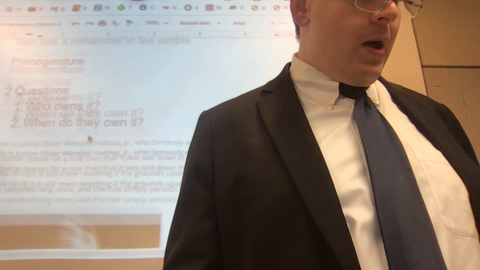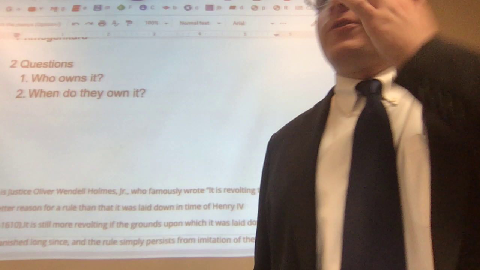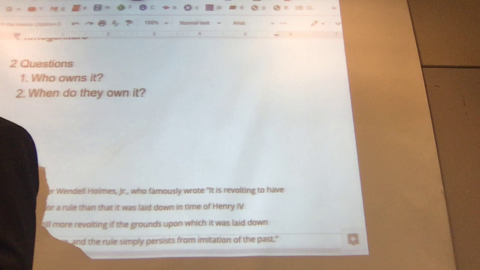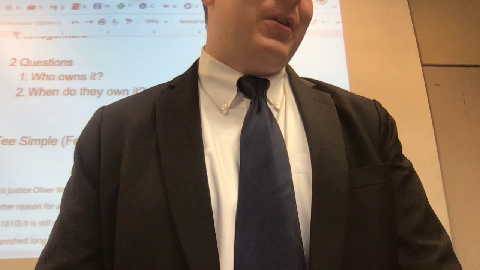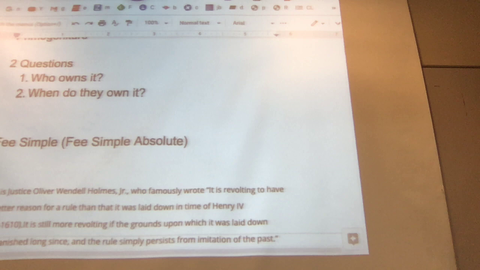In your notes, you should start keeping a list of the different types of interests. It's going to start off easy here, but I think we'll have about a dozen of them by the time we're done. There are a lot of them. The first one is called the fee simple, or the fee simple absolute. The terms are synonymous. I generally say fee simple. You might see in a book somewhere fee simple absolute. They're the same thing. I don't use the word absolute for reasons I'll explain later because I think it creates confusion down the road. But if you want to say absolute, I won't stop you.